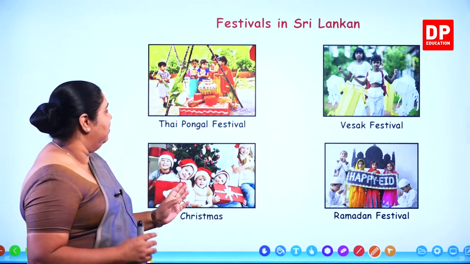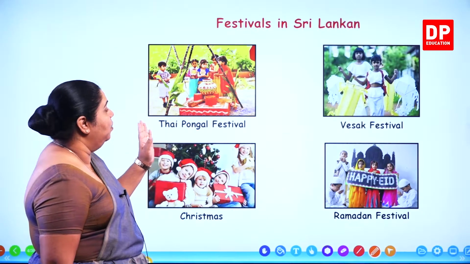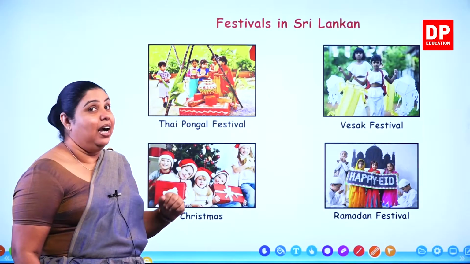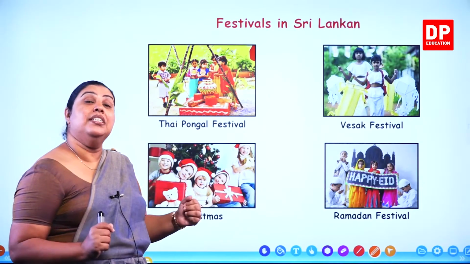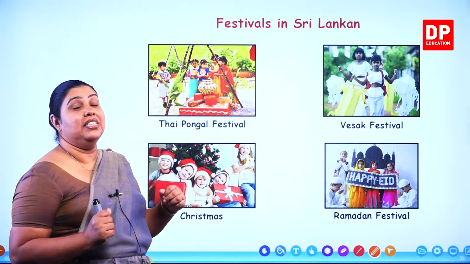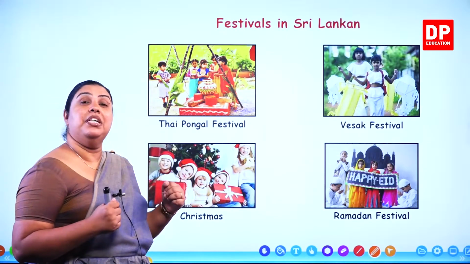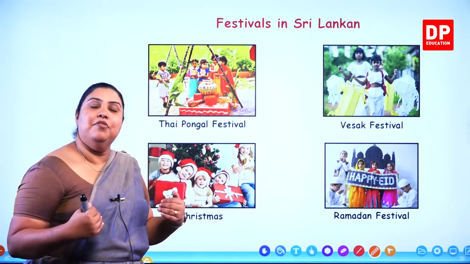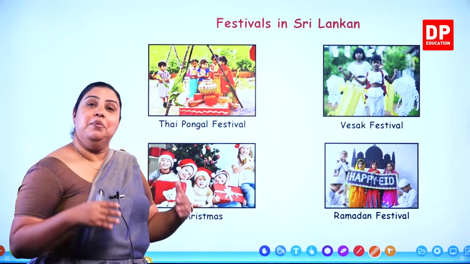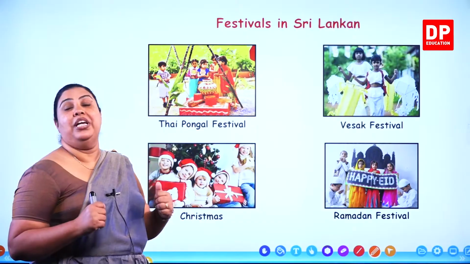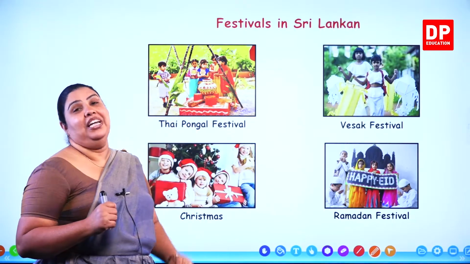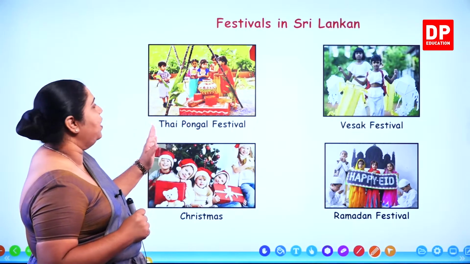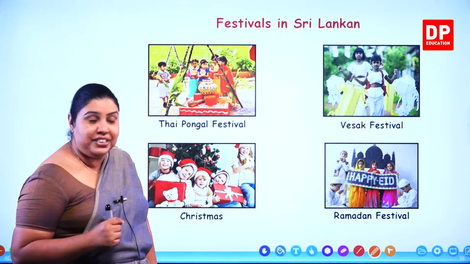Right? So we have to learn about the Thai Pongal Festival and how we celebrate it. Our Gajaba Vidyalaya students have brought us that presentation. They have given us some information. We will read and see. And at the same time, even I have brought you more pictures, more things to give you more knowledge about these Sri Lankan festivals. We will wait and see. Okay? Right. Then first we are going to talk about Thai Pongal Festival.